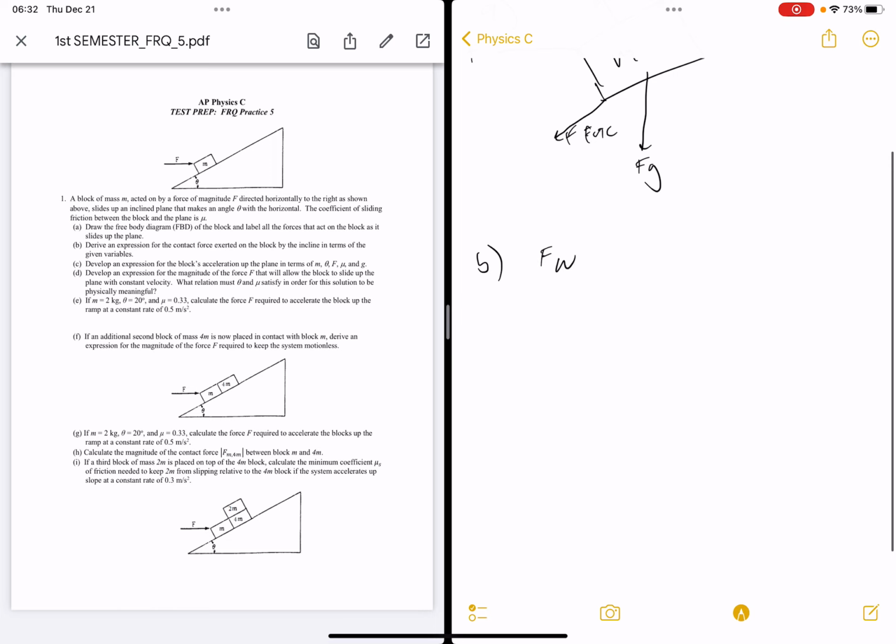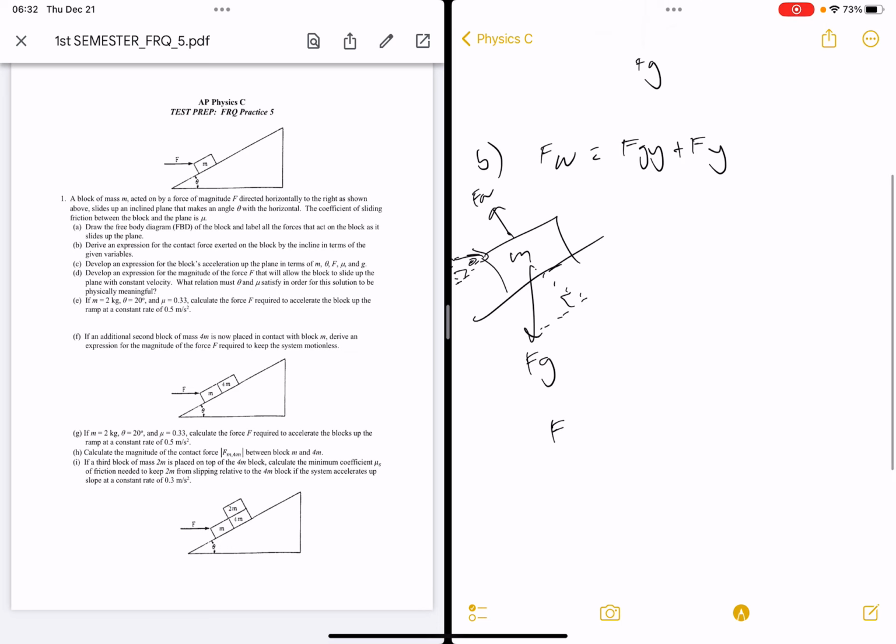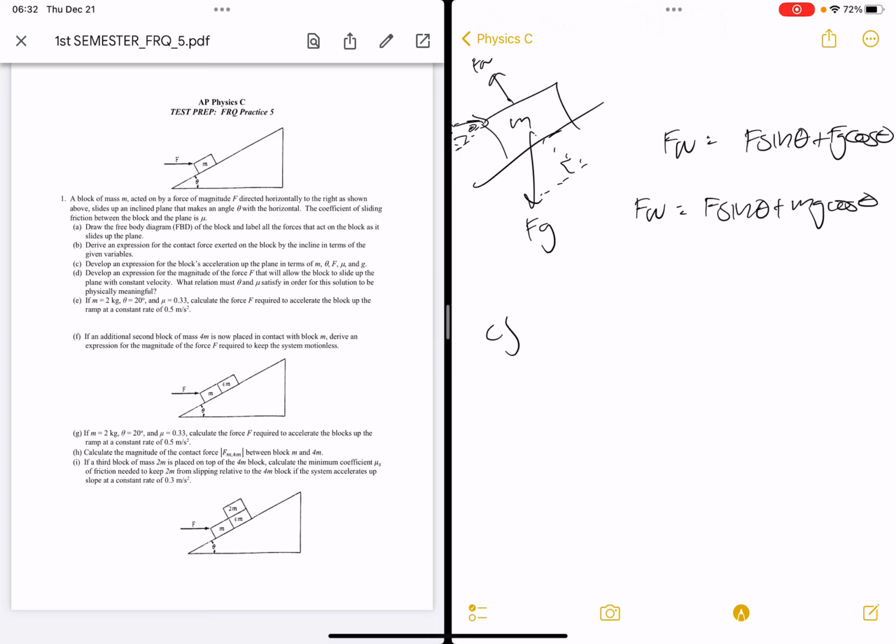For B, you know that Fn equals Fgy plus Fy. And if you look at the diagram again, you know that we can get the vectors using trig. So you want those two vectors in the y direction. So we know that, I'll just move this, Fn equals F sine theta plus Fg cosine theta. Means that Fn equals F sine theta plus Mg cosine theta. That's my answer.